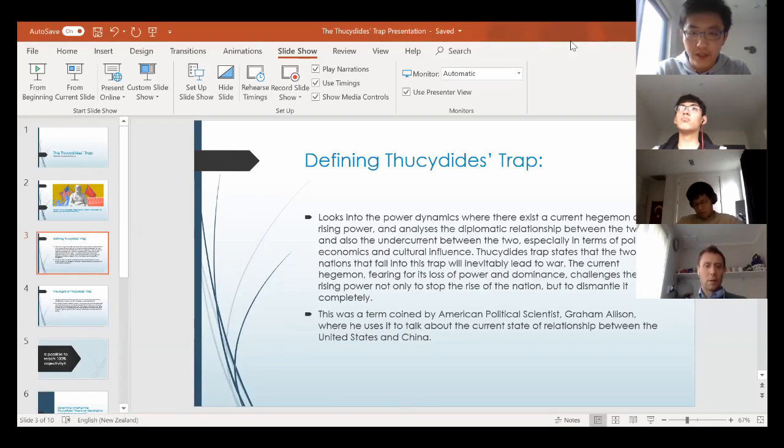Let me just move it because I can't really see anything in Discord in the background.